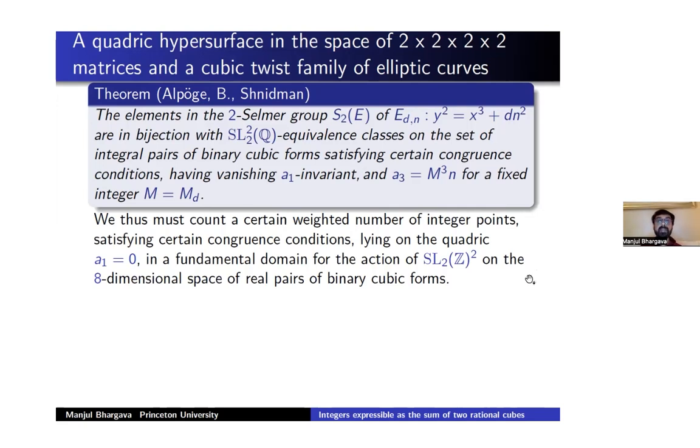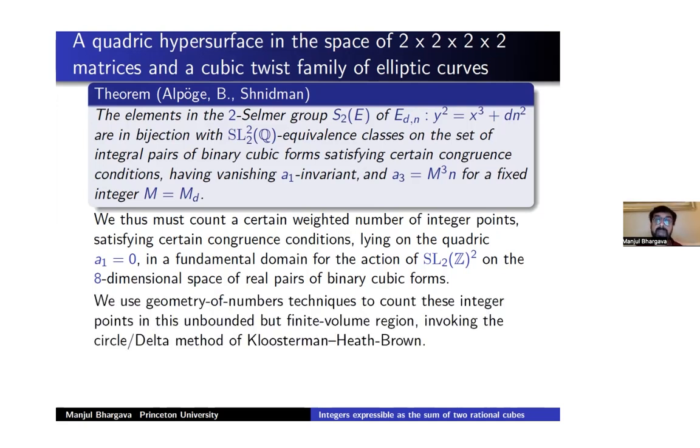So to count all the two Selmer group elements across all curves in this family where n is bounded, we have to count the number of integer points on this quadric hypersurface in this eight-dimensional space with bounded A3 invariant in a fundamental domain for the action of SL2Z squared, acting on this quadric hypersurface. And we have to count the number of integer points on this quadric hypersurface in this unbounded region defined by A3 less than some bound. And then you let that bound go to infinity and you'll get asymptotics for the number of two Selmer elements.